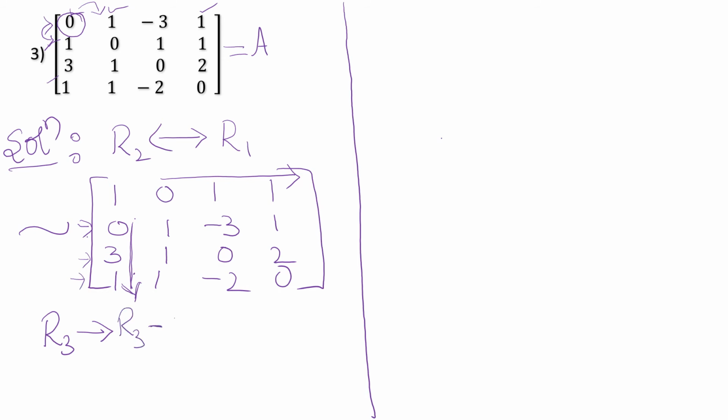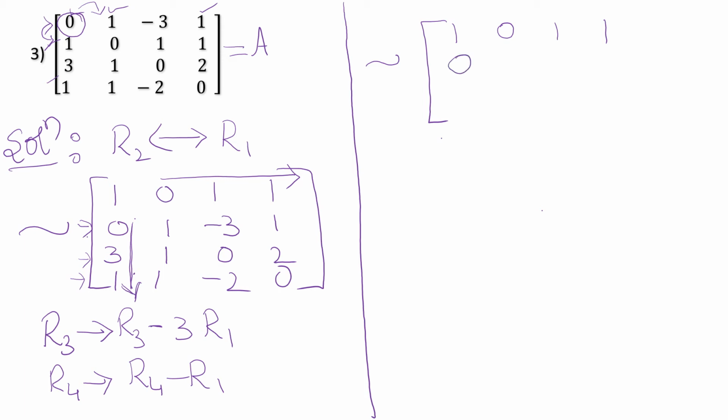R3 minus 3 times R1 and R4 is R4 minus R1. So what is the equivalent matrix that we get? 1 0 1 1. The first row does not change. In the second row there is already 0, so we are not changing it. 0 1 minus 3 1.